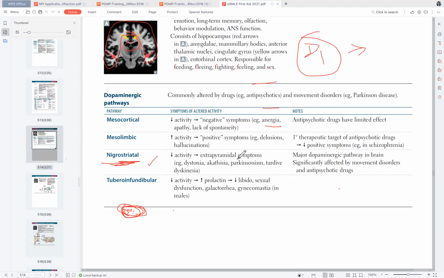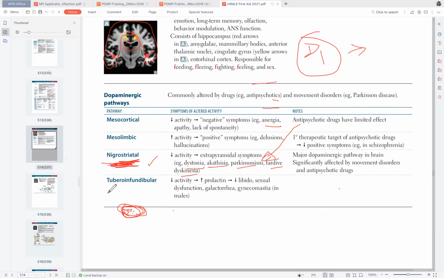And so if they have symptoms of dystonia, akathisia, and tardive dyskinesia, which are extrapyramidal symptoms, when we give them antipsychotic medications like Largactil and all that, and they start having this, it is because the nigrostriatal pathway is being affected.